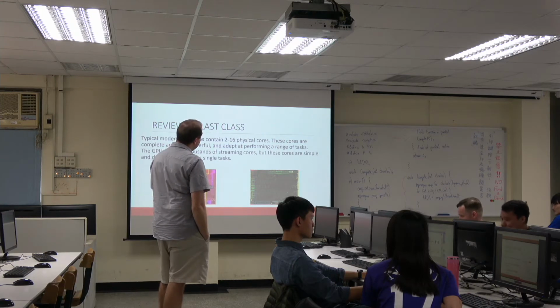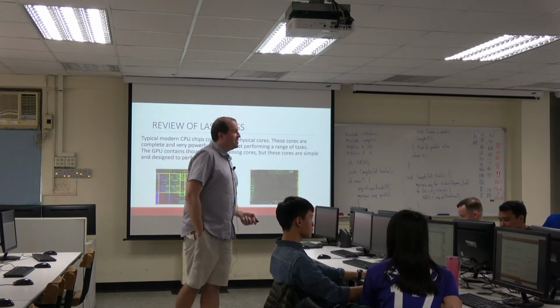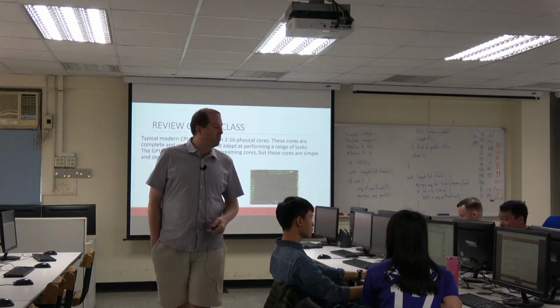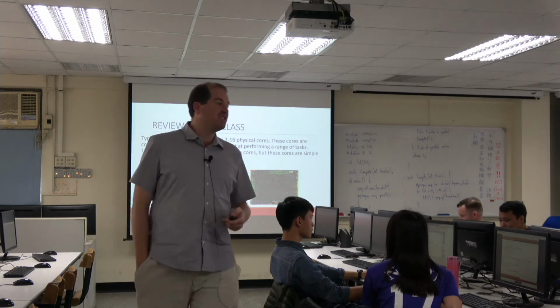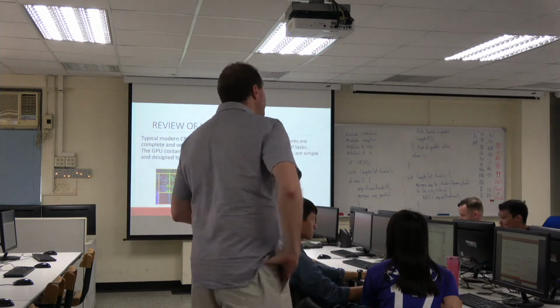So on the GPU, the threads are what we call lightweight. They're easy to create, they're designed to perform low work, and the GPU is designed to allocate and execute millions of threads at once.